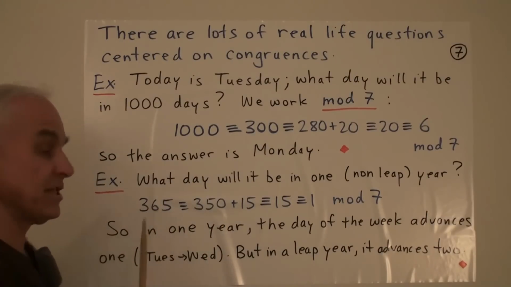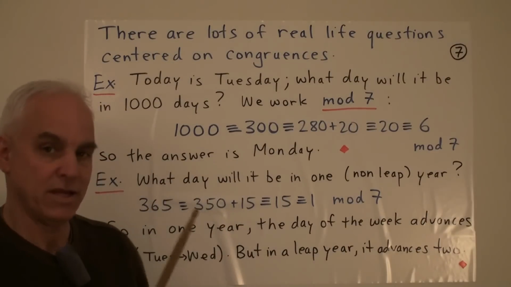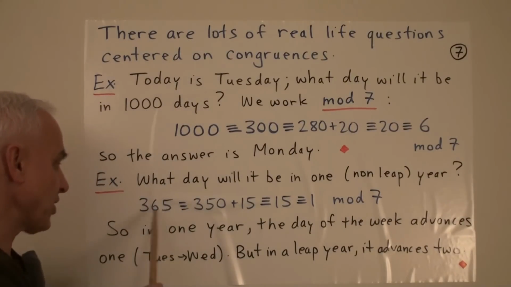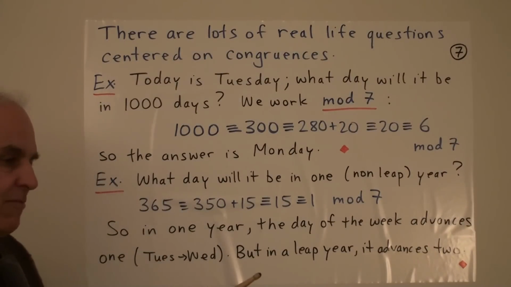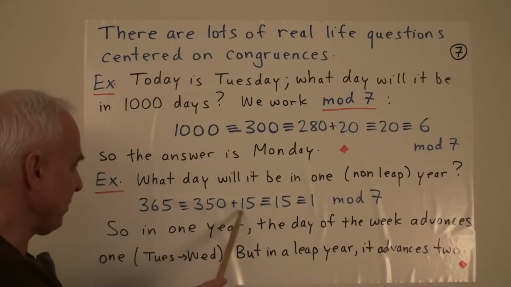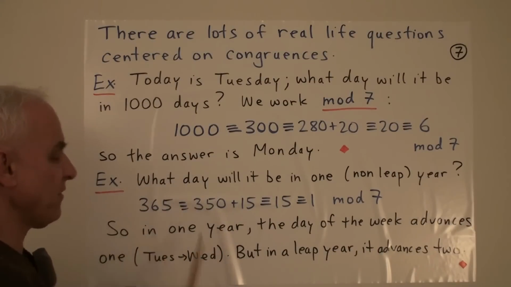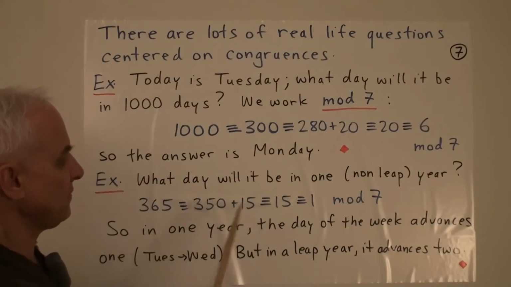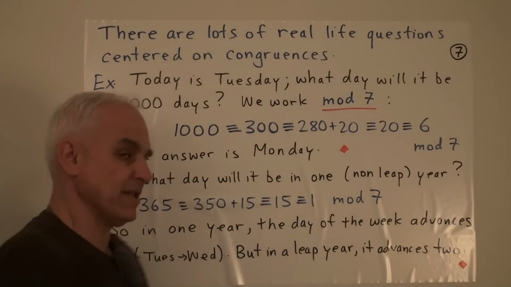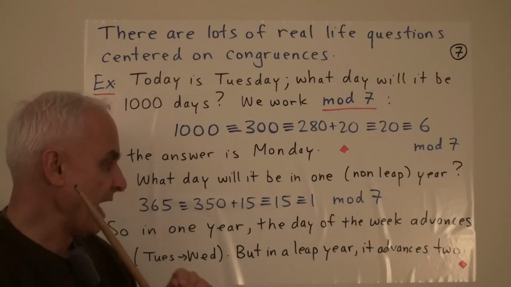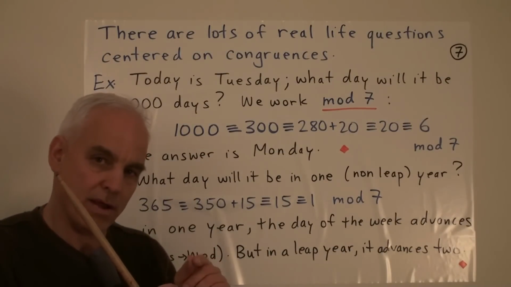So, 1 year has 365 days. If we go exactly 1 year from today, how many weeks have gone by? Well, it's a question of dividing 365 by 7 and seeing what the remainder is, or another way of thinking about it, just throwing out multiples of 7. So 350 plus 15, that's another way of writing this. The 350 is a multiple of 7, so we can toss it aside, and we see that 365 is congruent to 15, which is congruent to 1 mod 7. And that's telling us that in 1 year, the day of the week advances by exactly 1.